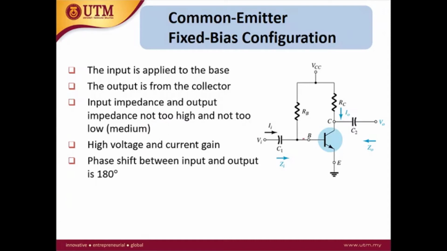And then the gain, both the voltage gain and the current gain of this amplifier circuit, is quite high. Another characteristic of this configuration is that there will be a phase shift between input and output. This means that if the input is a sine wave, like this, then with a phase shift of around 180 degrees, the input is inverted. So it becomes something like this. This is the output.